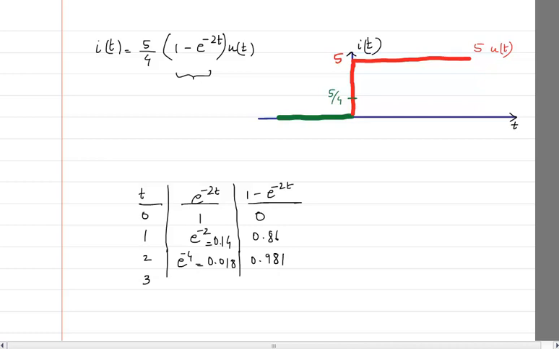Similarly, if I take t is equal to 3, then it is going to be e raised to power minus 6, which is again very, very small. It is 0.0024, which again gives me the answer as 0.99.